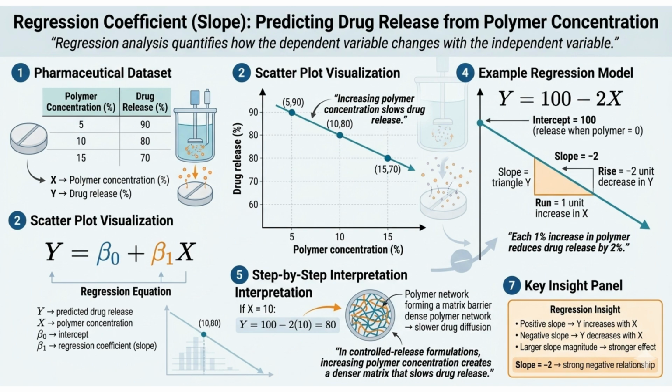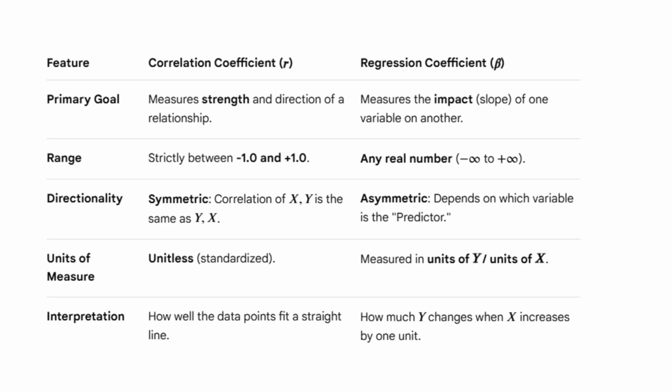Regression analysis helps predict the value of a dependent variable based on an independent variable. It is crucial for understanding how formulation variables impact product quality. The difference between correlation and regression is key. Correlation measures the strength of the linear relationship, while regression defines the nature of the relationship, allowing for prediction.